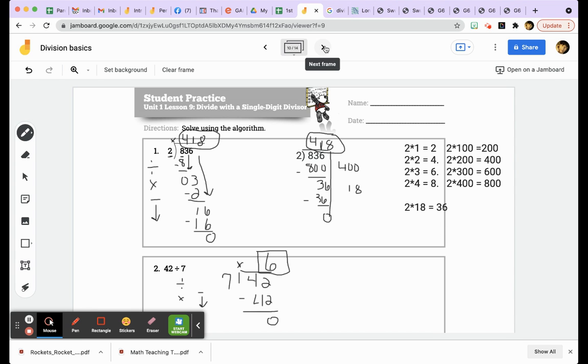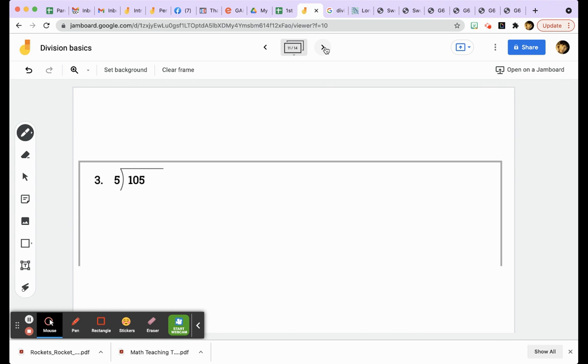Continuing with student practice, I want you to complete this one. Again, using either method. Pause the video here until everyone has completed number 3, and then start the video back up again. Okay, so now let's take a look at what your answer is for 105 divided by 5.